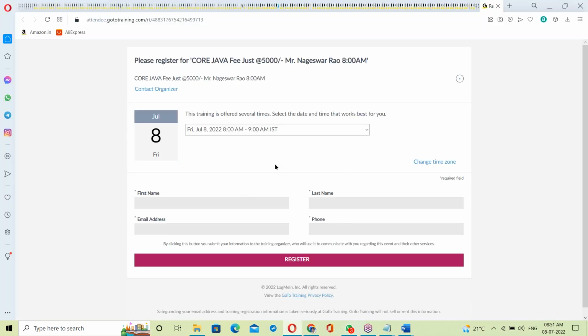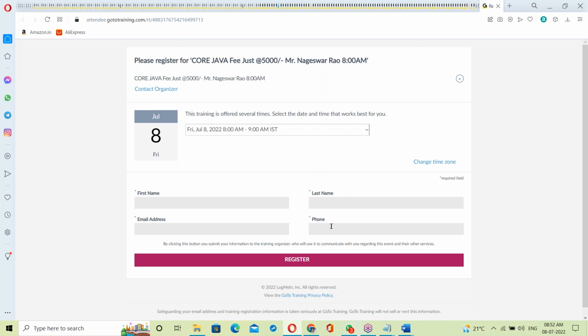Behind this one is a JSP. So you fill the form, and once you fill it, submit, register. Behind this form, a Java program is running. JSP means Java Server Pages. It's a Java program. The Java program takes this data and stores it into the backend.